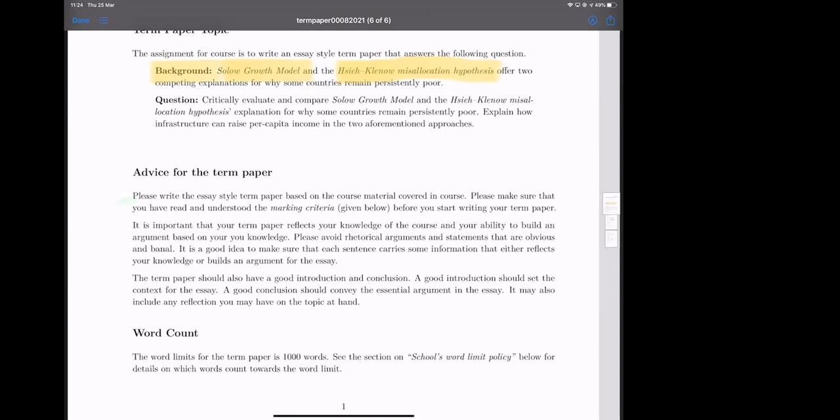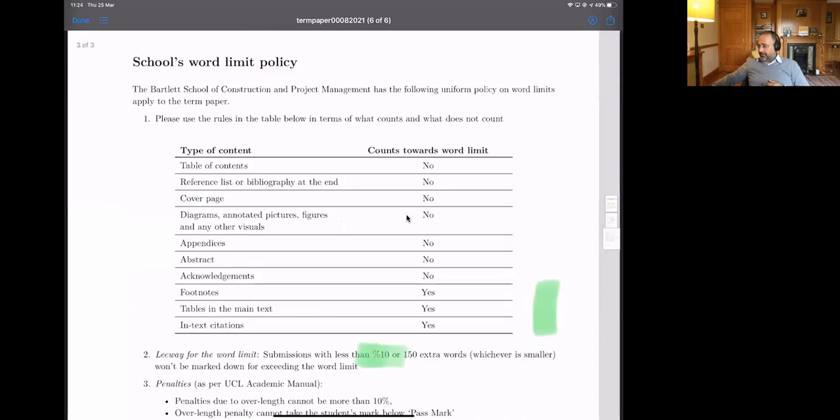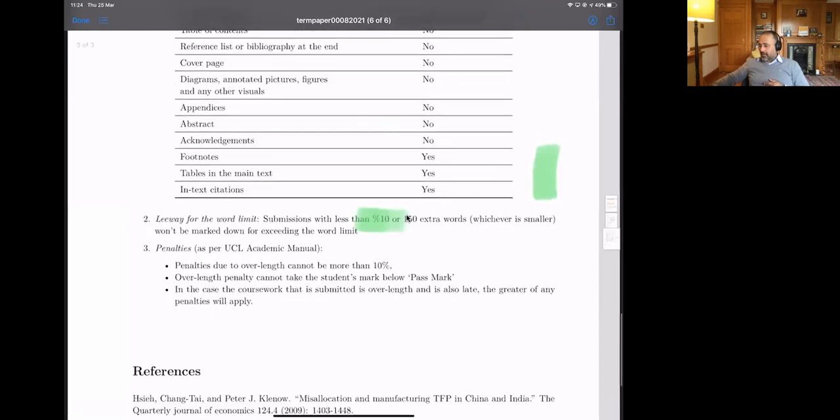Sorry, just one last question. So if I use, for example, the Solow equations in the Solow growth model, can I put that in an appendix, or any graphs that I use? Or do I have to put them in the main body of the essay? You can create an appendix, but the word limit applies.